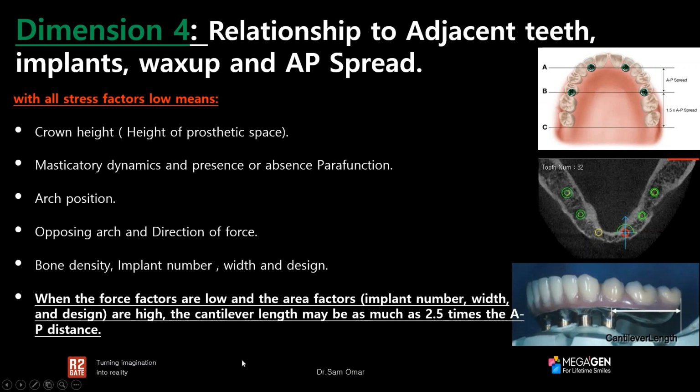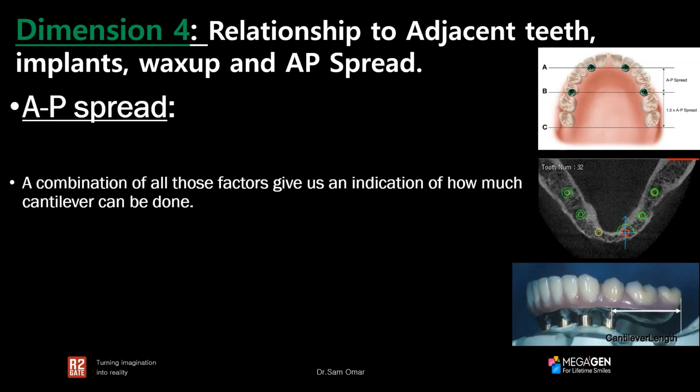But I think we could never get all these factors to be in one patient. So I think the phrase "with all stress factors low" almost never happens. What we would say is that a combination of all those factors gives us an indication of how much cantilever we could do. I recommend going with a number that is more reasonable, whether 1-to-1 and sometimes less than 1-to-1.